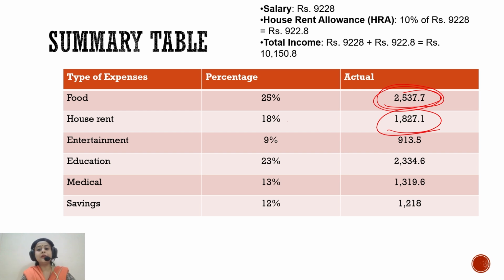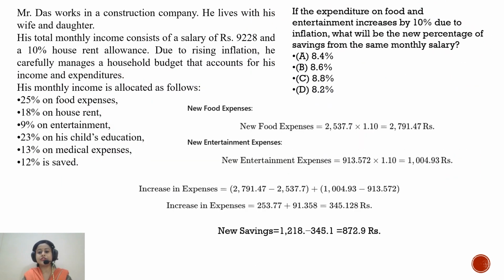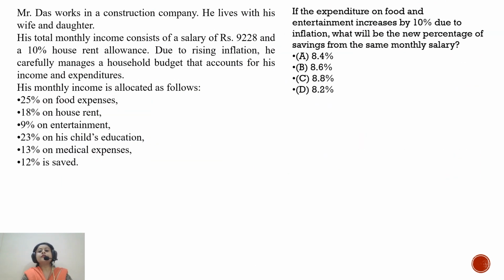Okay, so the table is now completely calculated, where given the percentage, we have found out actual expenditure. Now we will answer questions one by one. So let us move to the first question. The question is, if the expenditure on food and entertainment increases by 10% due to inflation, what will be the new percentage of savings from the same monthly salary?